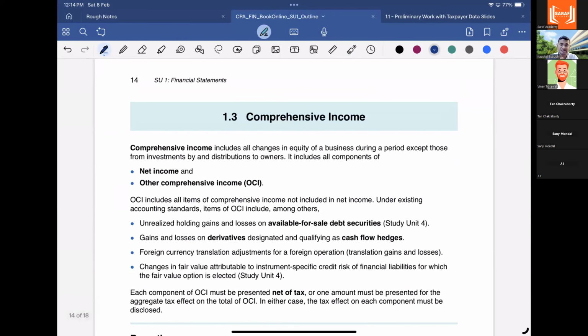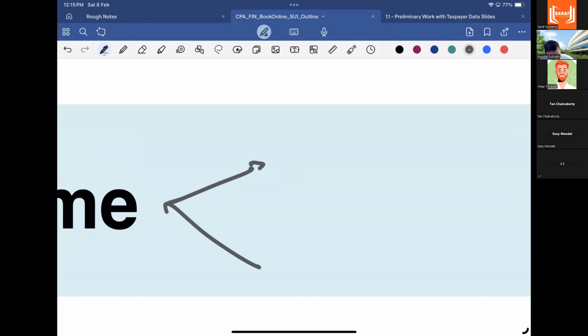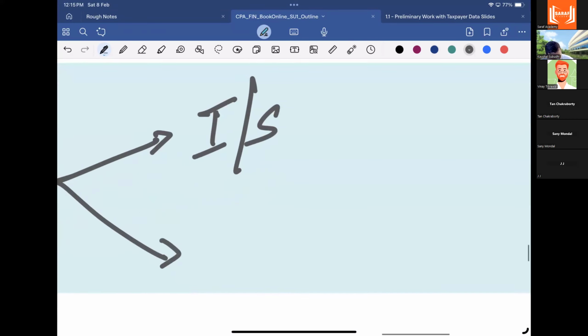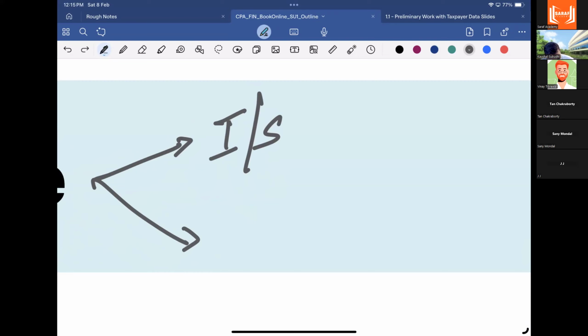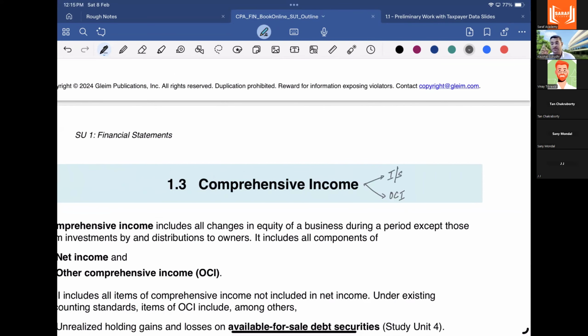Now, we understand that comprehensive income comprises your income statement and your other component. I always say, people say that it has two components: one is net income and the other is other comprehensive income. But I always try to understand it this way: comprehensive income is nothing but your income statement and your other comprehensive income, OCI.